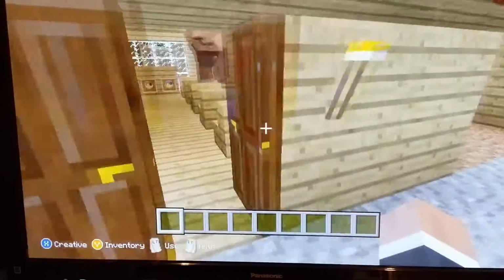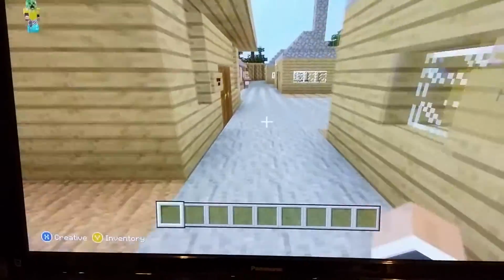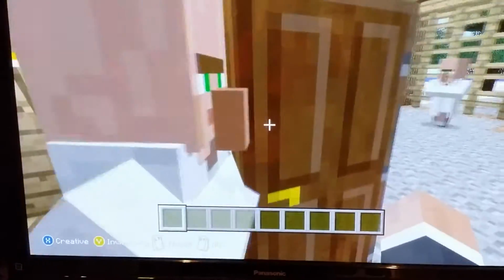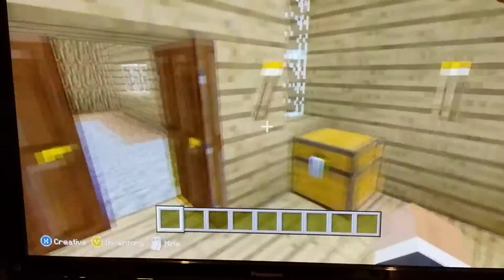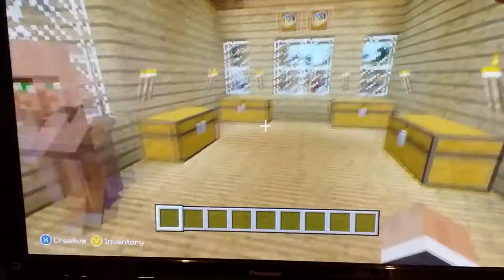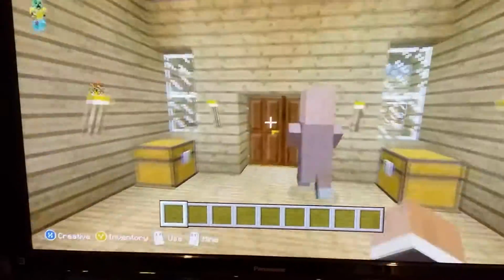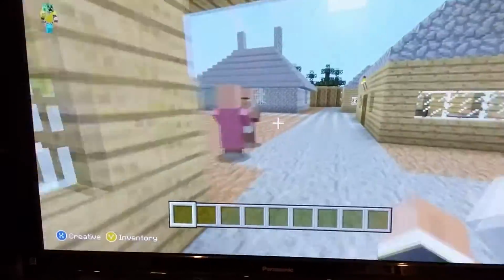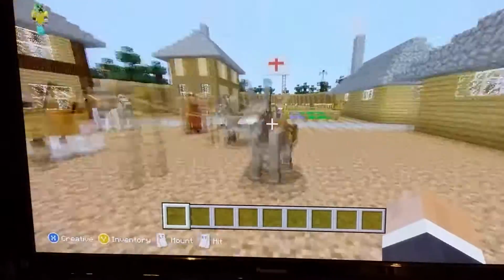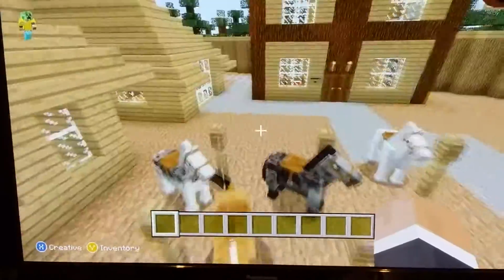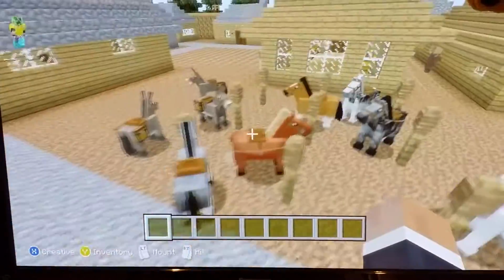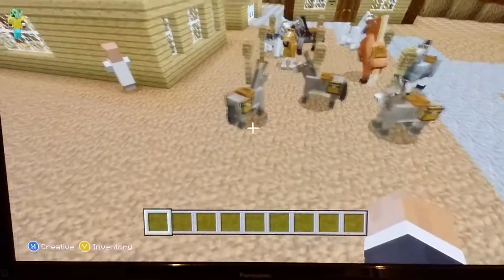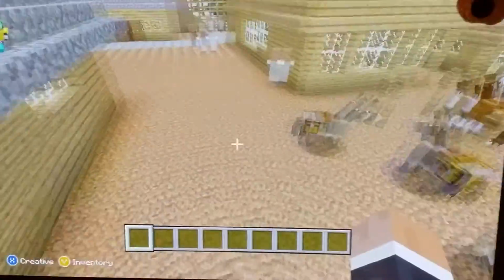Then I have the storage room where they put pretty much every single food supply they have, and all these chests. Then I have where they all keep their horses. They're all here. They have donkeys that can carry supplies.